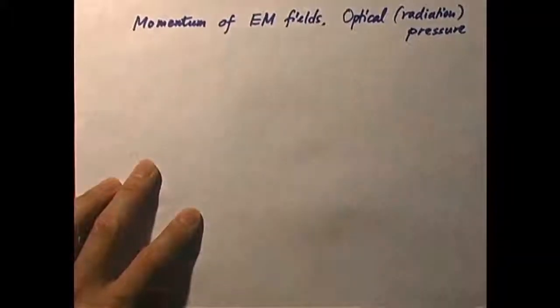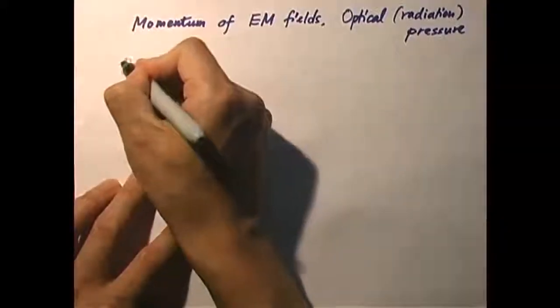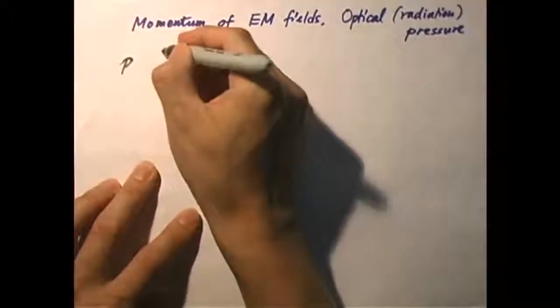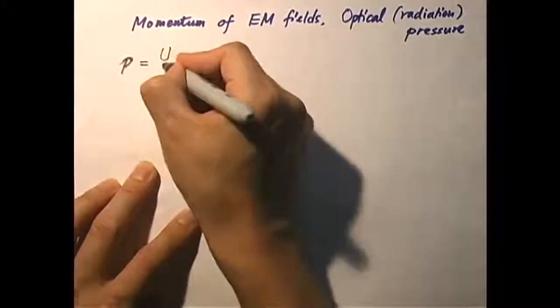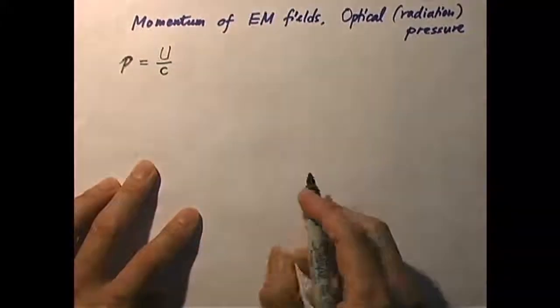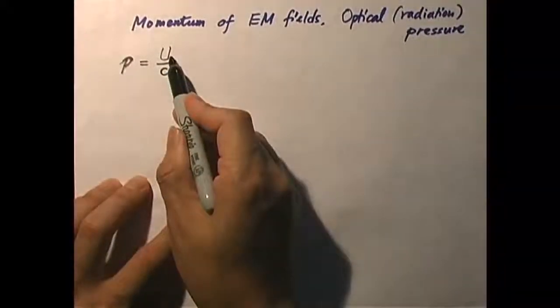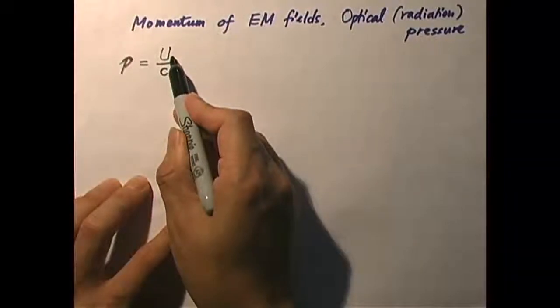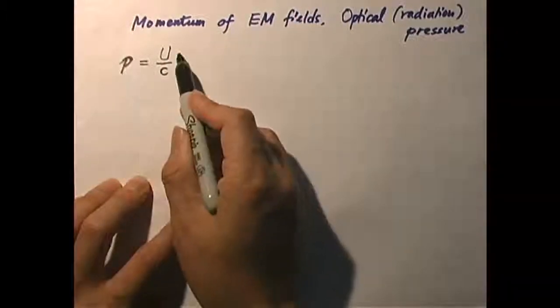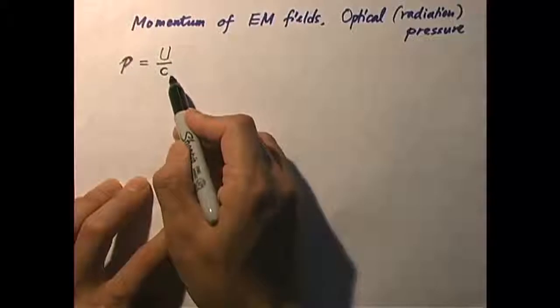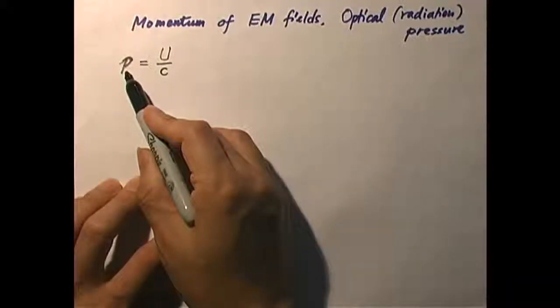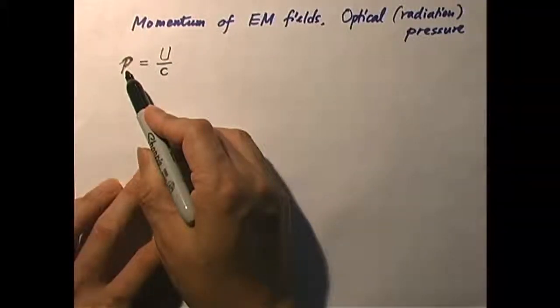The energy and momentum of the electromagnetic wave are related by this: momentum P and energy U are related by P equals U over C. A very simple relationship. So this is momentum, this is energy. They're proportional to each other, and you can check the units. You take energy divided by the speed, you will get the unit of momentum.